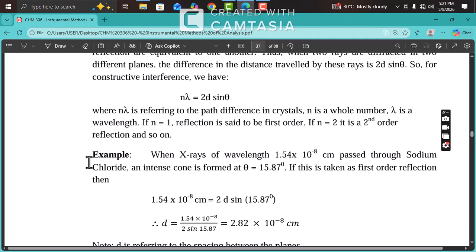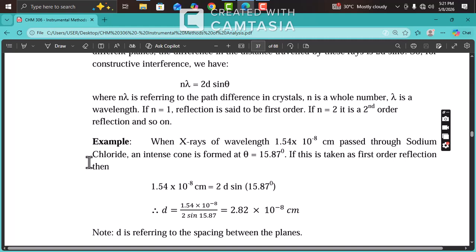For example, when X-rays of wavelength 1.54 times 10 raised to power minus 8 centimeters pass through sodium chloride, an intense cone is formed at theta equals 15.87 degrees. If this is taken as first order reflection, then here we want to calculate the interlayer spacing.